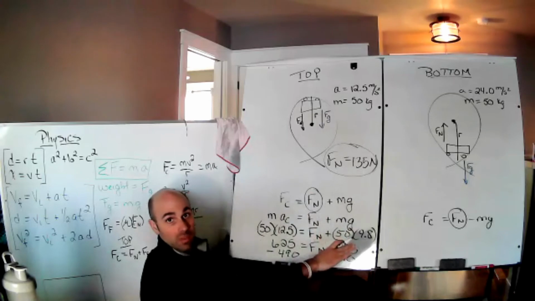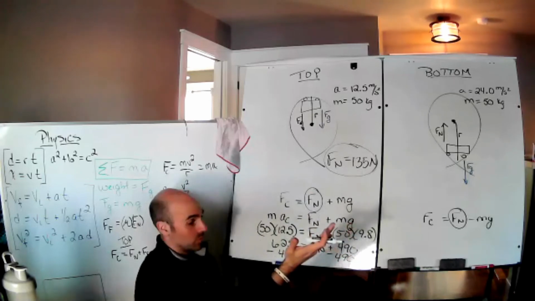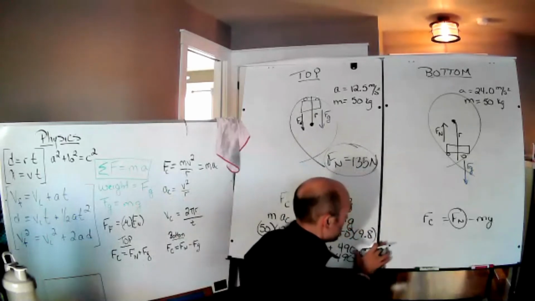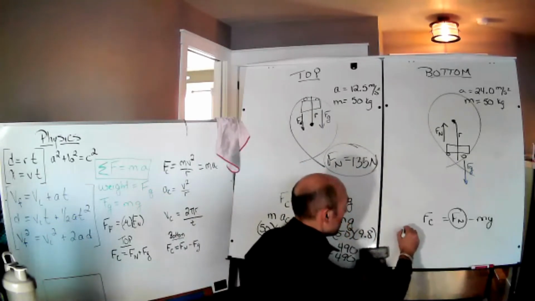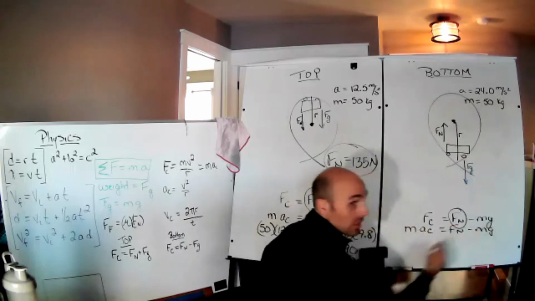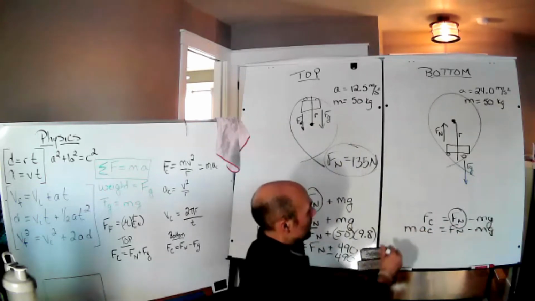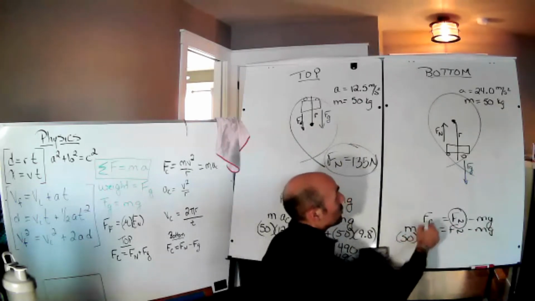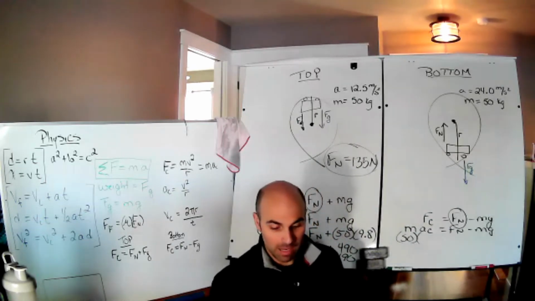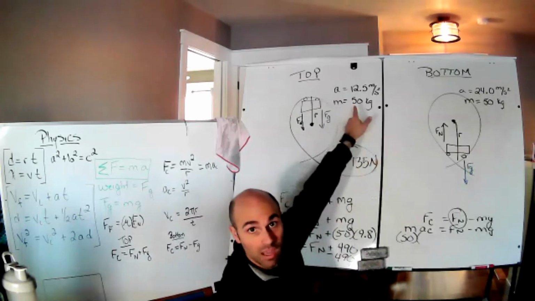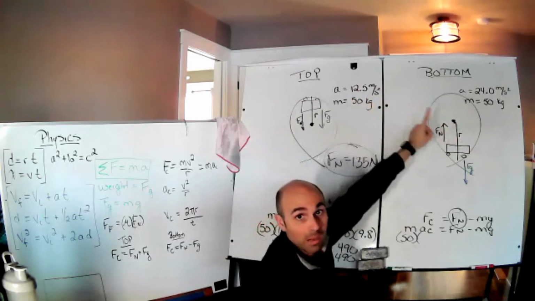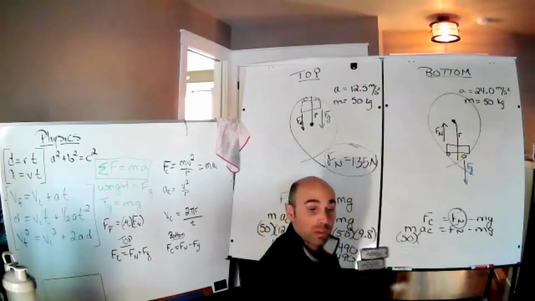Now we're going to do the same thing for the other side, but we have some different variables. So over here, we're going to do the same thing. m times ac equals Fn minus mg. Her mass is still 50. Her new acceleration, notice the accelerations do change. When we're at the top of the loop, the acceleration was 12.5. When we're at the bottom of the loop, the acceleration is 24.0.